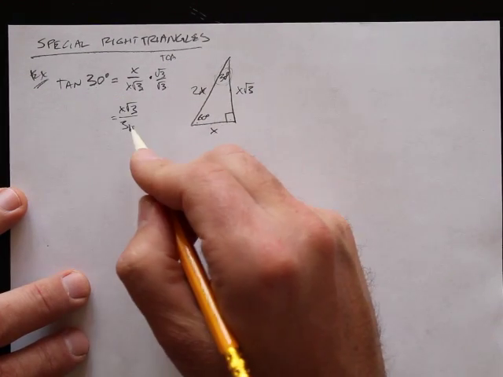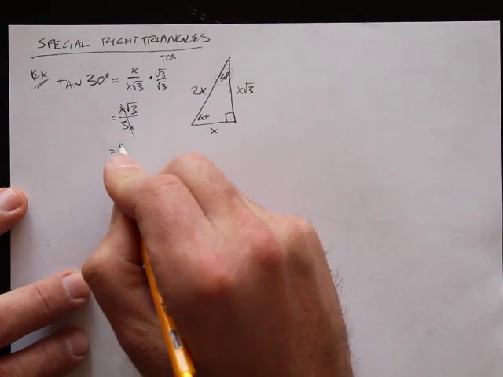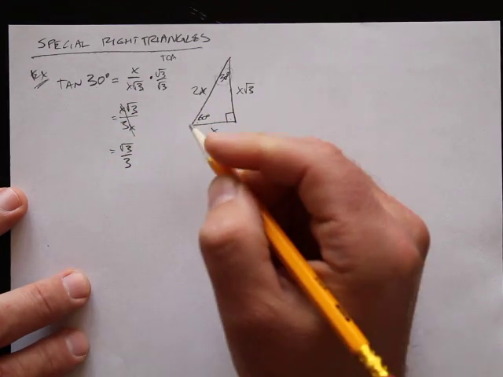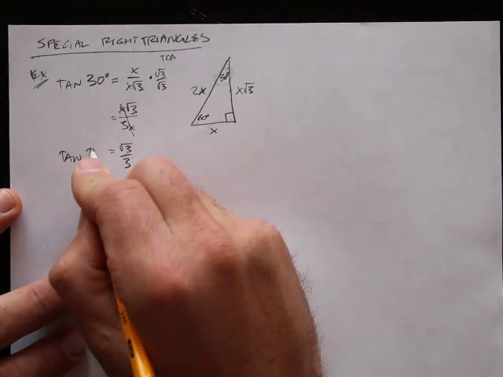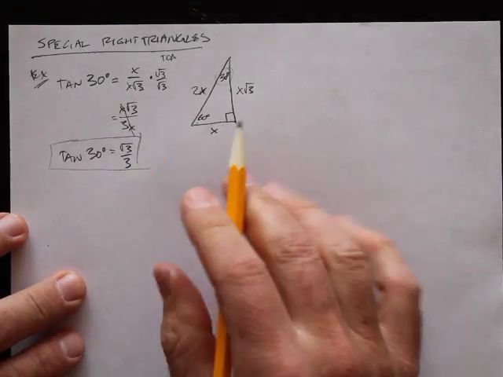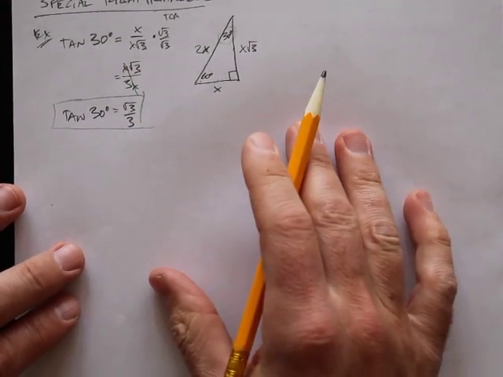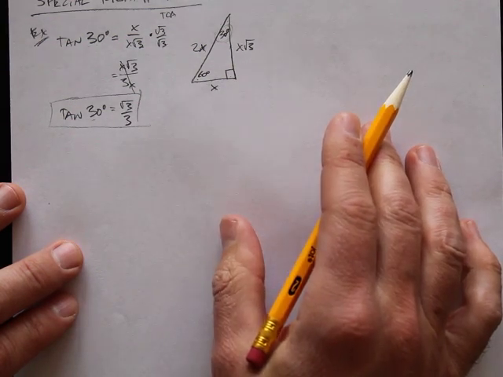Now I've got x over x. X divided by x is 1, so that just goes away, and I have the square root of 3 over 3. So the tangent of 30 degrees is square root of 3 over 3 all the time. Every time you see tangent of 30 degrees, square root of 3 over 3.